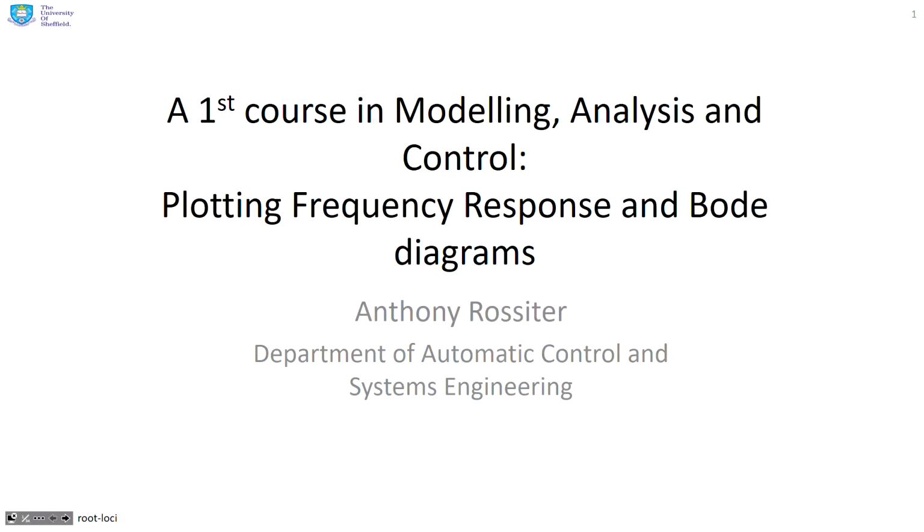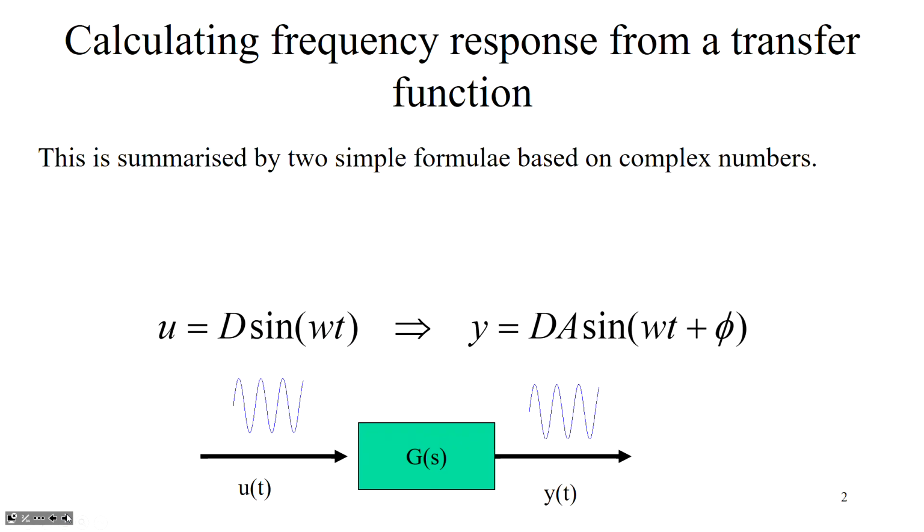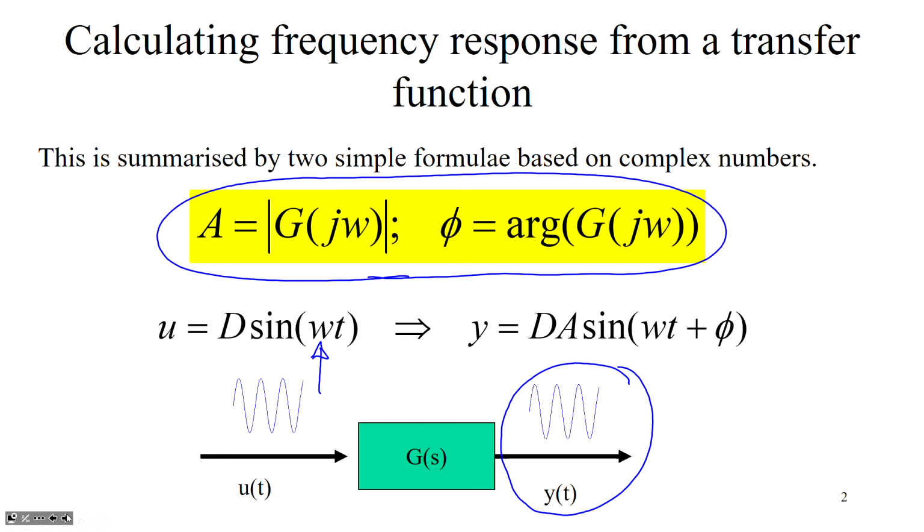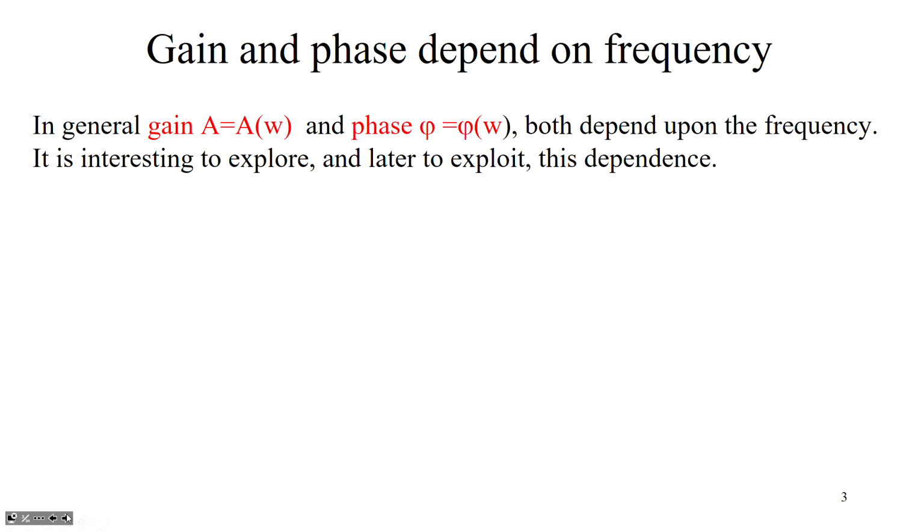This is the second video on frequency response, and here we're going to focus on plotting. The previous video summarised what frequency response is, which is how the behaviour of a system output changes as I change the frequency of a sinusoidal input. And what we showed is you could find the amplitude of the output and the phase of the output using simple formula based upon the transfer function representation of the system.